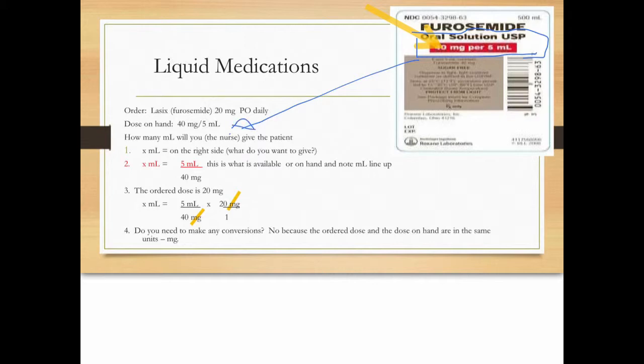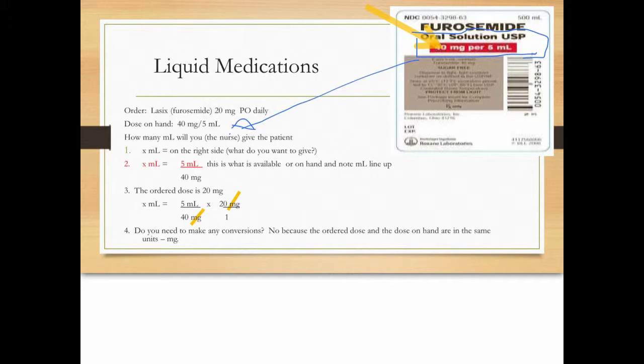The physician has ordered Lasix furosemide 20 milligrams PO daily. And I hope that you understand that PO means by mouth. That may be in a liquid format or in a tablet format. Right now, because we're dealing with a liquid, we know that we're looking for milliliters. How many milliliters will the nurse give the patient in order to administer a dose of 20 milligrams?